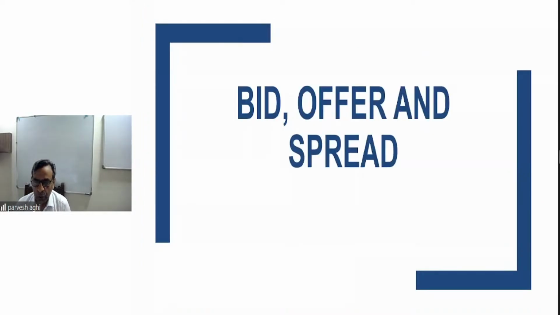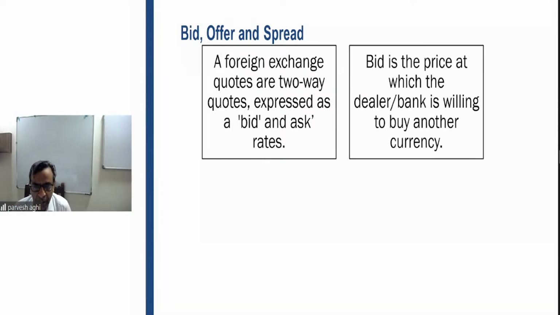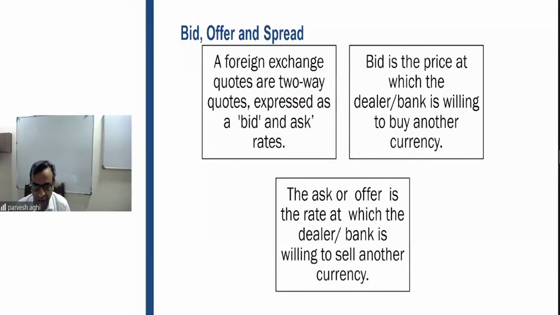Okay, so let's move on to yet another basic concept, which is called bid, offer, and spread. Forex exchange quotes are two-way quotes expressed as bid and ask rates. Whenever you go to a bank or a broker, normally a bank, they will give you two-way quotes. The bid is the price at which the dealer or the bank is willing to buy. So bid is the buying rate of the dealer and it becomes the selling rate of the customer. I'll explain that in more detail later on.